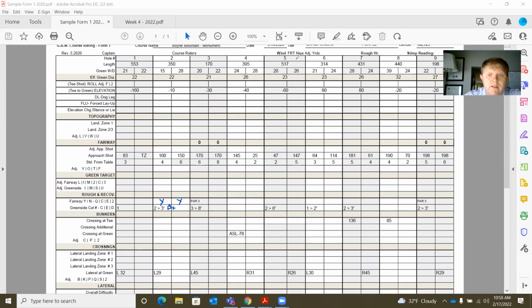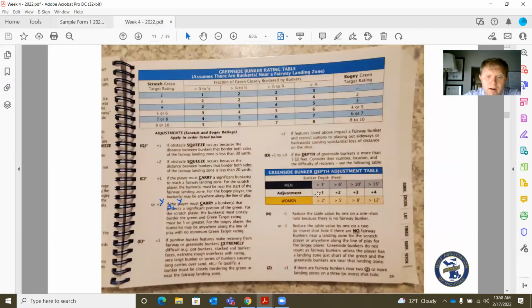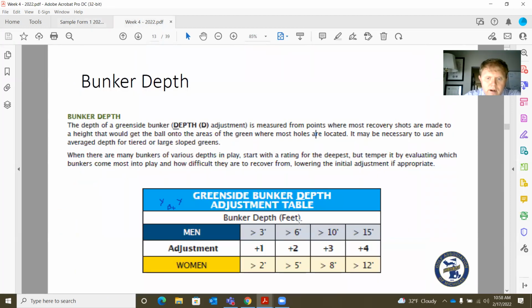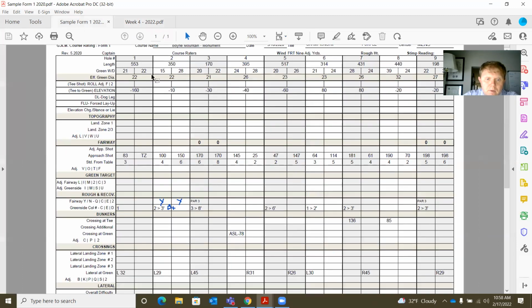To get that D adjustment, it comes off this bunker chart here. I think I got it a little bigger here. You can see that for men, if it's greater than 3 feet, which the sheet is telling us, then we have a +1 adjustment that we put on our Form 1. So we're going to have a D+ adjustment here. When we look up our table value, we have YY D+. Green target, we're assuming, is going to be 4 and 6. So let's write that in there. That's our starting point.